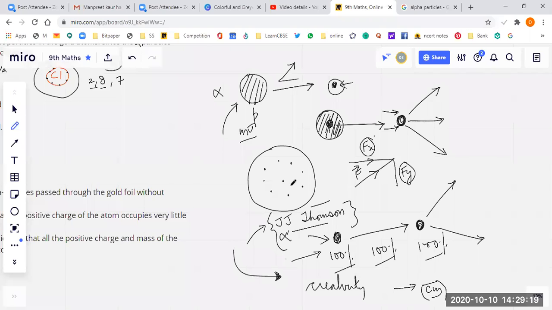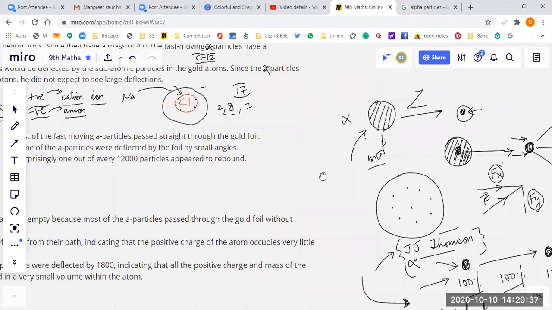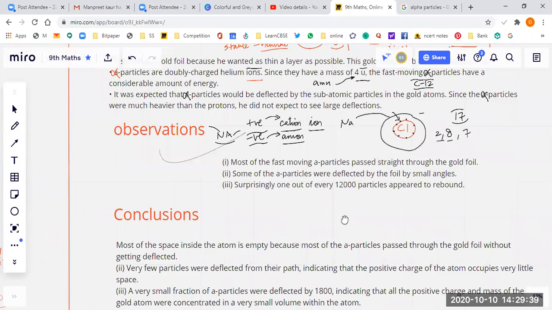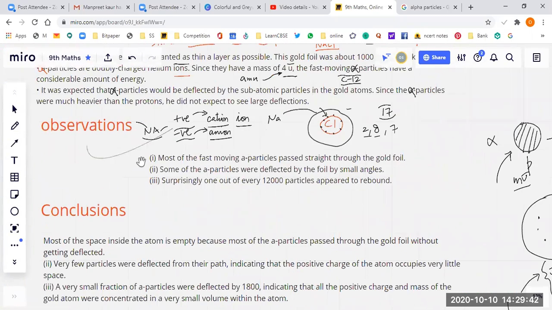Now we have to understand what were the good things in Rutherford's experiment and what were the drawbacks of Rutherford's experiment. Let us see. Okay, let's go further. Is it understandable? Are you understanding a little? Okay, students, what were the observations? You must have got an idea. Most of the fast moving alpha particles passed, see, very interesting and very important.